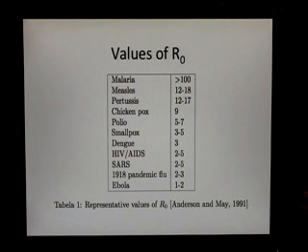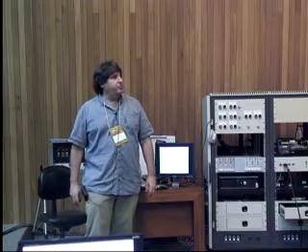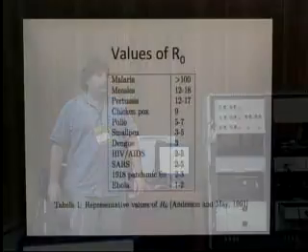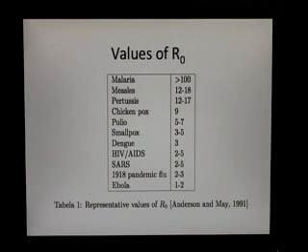Measles, 12 to 18. Pertussis, 12 to 17. Chickenpox, 9. Dengue is 3. SARS, 2 to 5. 1918 pandemic flu, 2 to 3. Ebola, 1 to 2. H1N1, I hear the latest estimates being about 1.3.